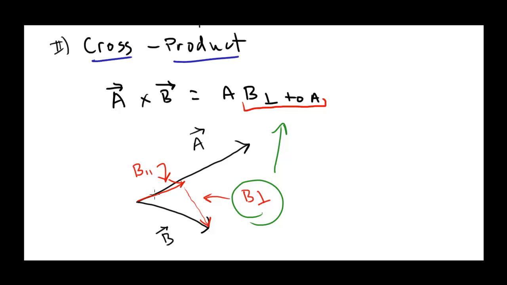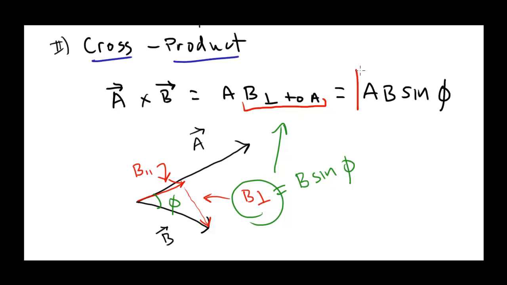Well, if I know the angle here, this is my angle phi again. If I know phi, how do I find B perpendicular? I'm just going to use the sine. B perpendicular is B sine phi. So, in other words, another way of writing the cross product is to say this is A B sine phi. And that's all well and good. That doesn't look too hard. And that is, in fact, going to be our definition of A cross B.